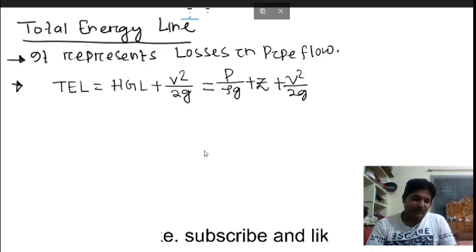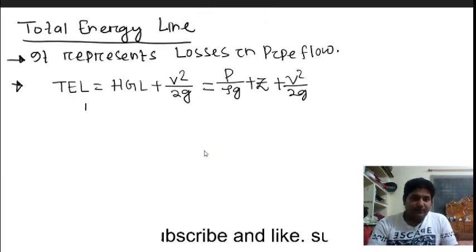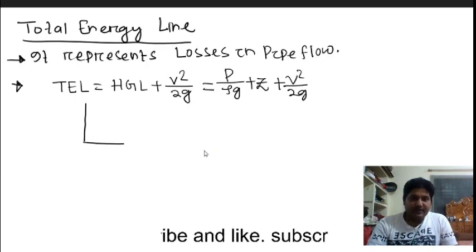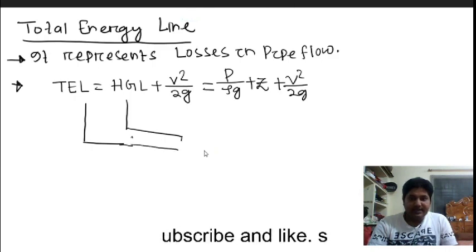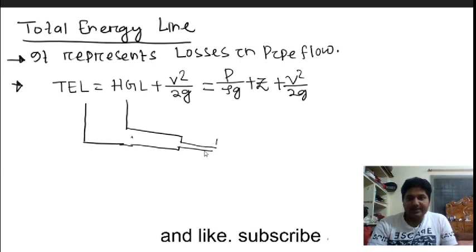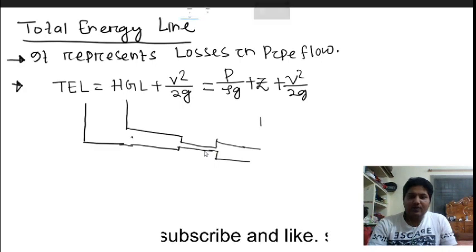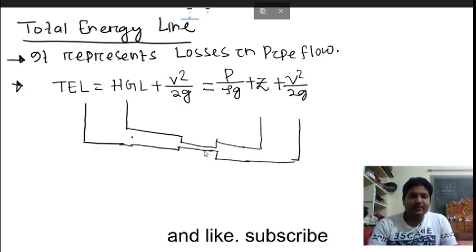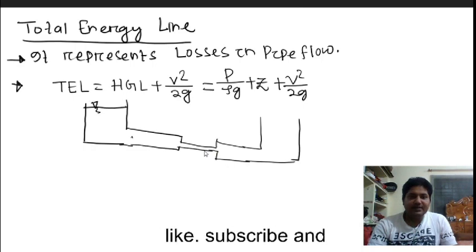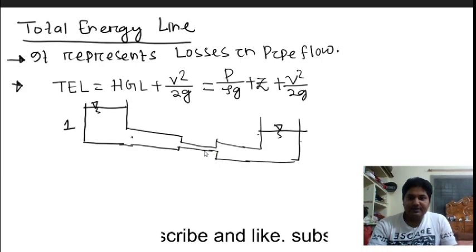Okay. So now if you draw this, suppose this is my reservoir, and the pipe diameter is like that. Suppose it is reducing, then again increasing after a certain length, increasing like this. Now it is connected to another reservoir. Suppose this is the free surface of reservoir 1, and this is the free surface of reservoir 2.